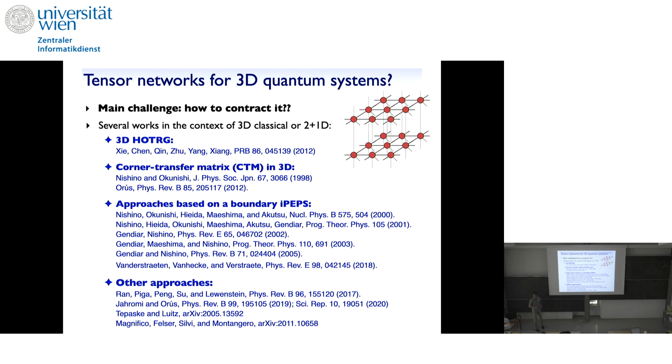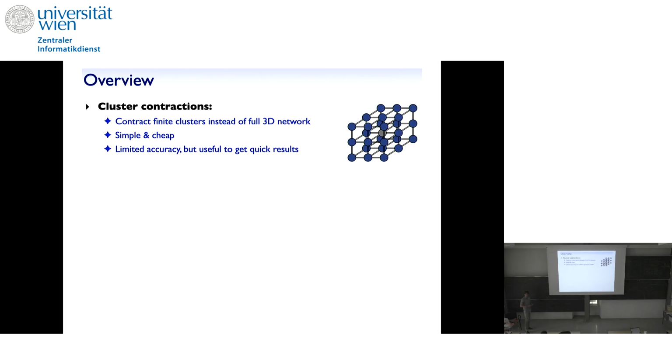Our goal was not to come up with the most accurate way to contract 3D tensor networks, but to come up with practical algorithms that come with a good trade-off between accuracy and computational complexity. I will tell you about 3 different approaches in this talk. Let me give you a very quick overview, and then we'll go into much more detail during the talk. The first idea is that instead of doing a full contraction of the 3D tensor network, we evaluate things on clusters of tensors, as an approximate contraction when we want to compute, for example, local expectation values.